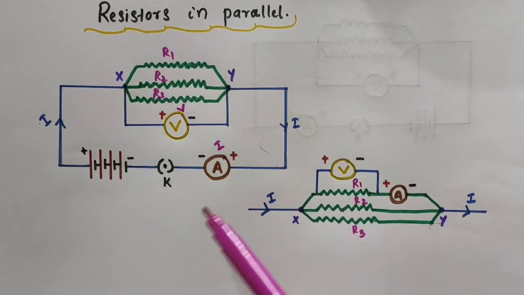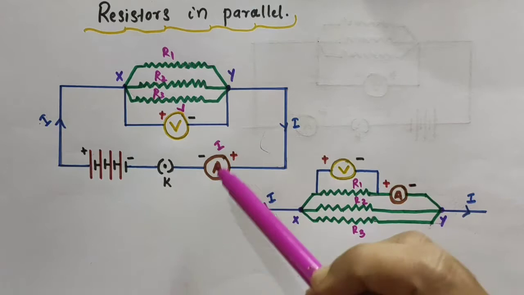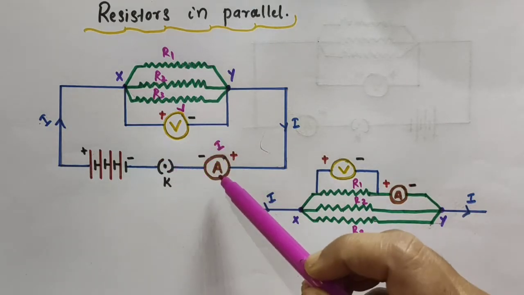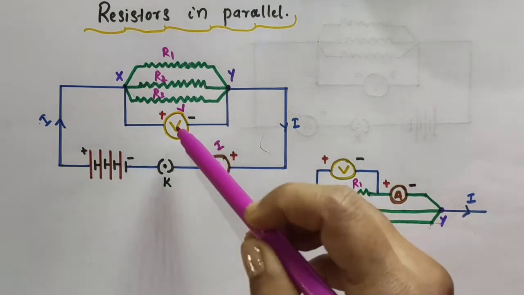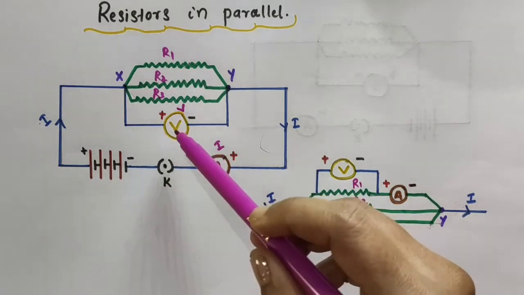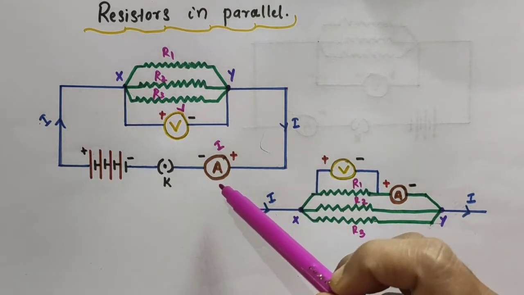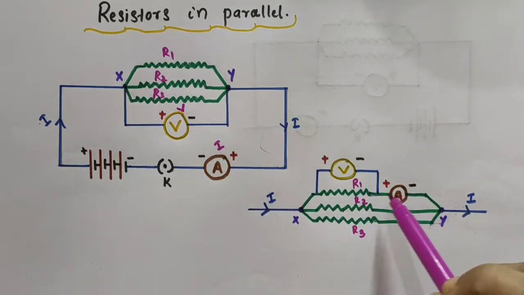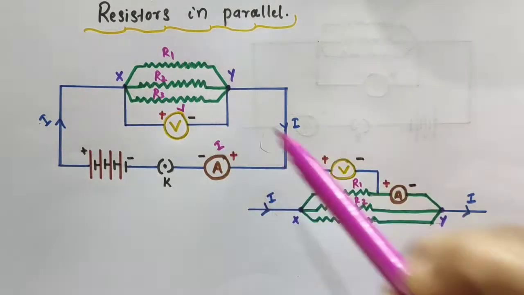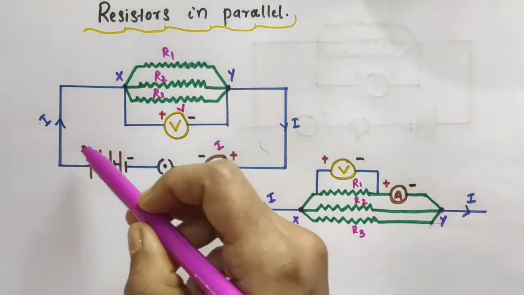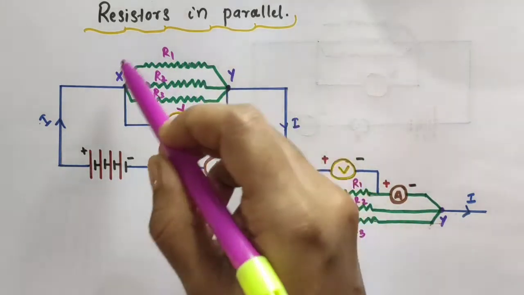Now, we just take out the plug from this key so that the circuit becomes an open circuit, and then remove the ammeter and the voltmeter from the circuit. After removing, connect this voltmeter across the first resistor like this, and connect this ammeter in series with the first resistor. So, this is actually drawn here. I haven't drawn the battery, key, etc. here. I have just drawn this part.